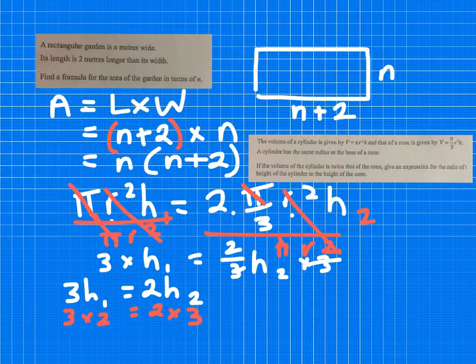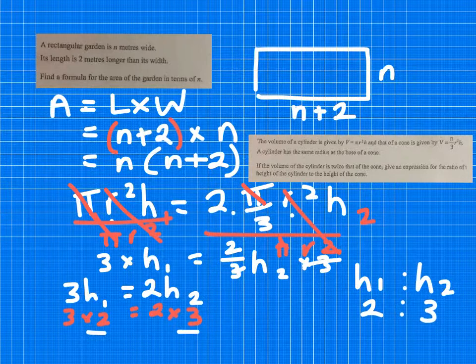So to make this equation work, we could say that h1 to h2, in this case h1 has a value of 2 and h2 has a value of 3. So the ratio is 2 to 3.